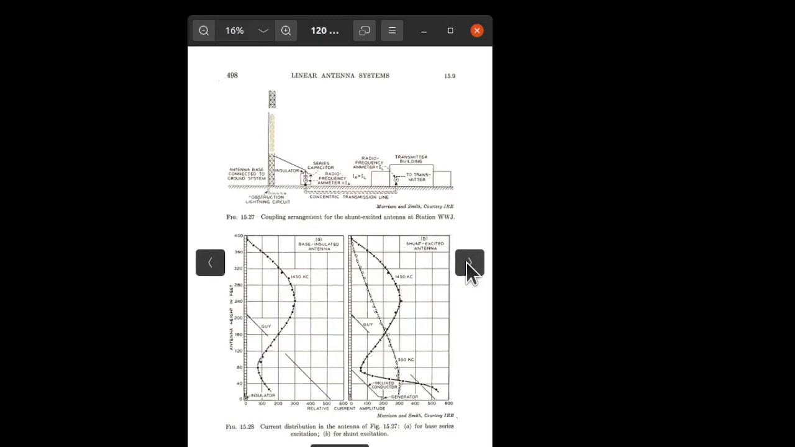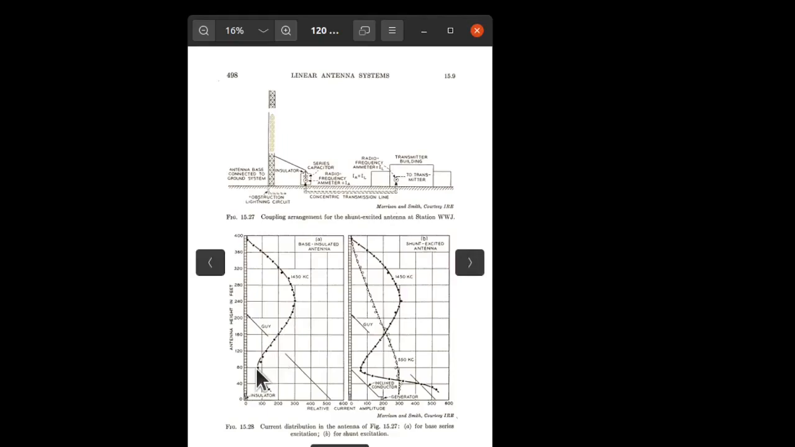Here we see the current distribution along a monopole as it's excited at the bottom. This is an open end, it's saying that the bottom is insulated. And here we have a shunt-fed monopole that is fed through this system up here. It's just a sloping line down to a capacitor that's fed through coax from your ham shack transmitter right here.